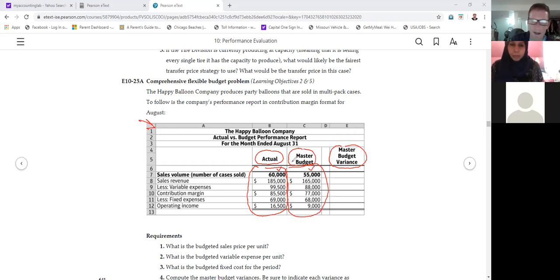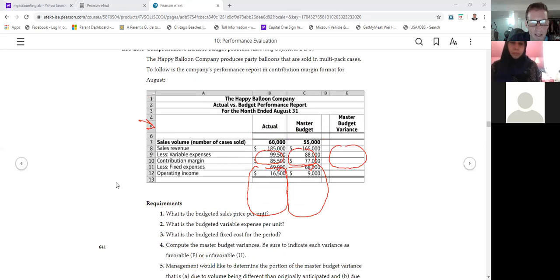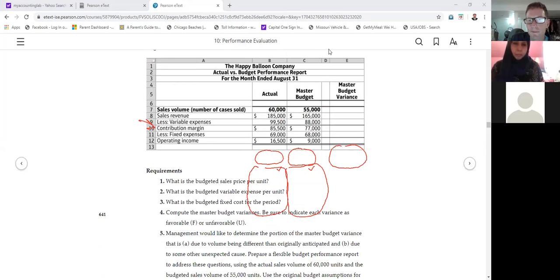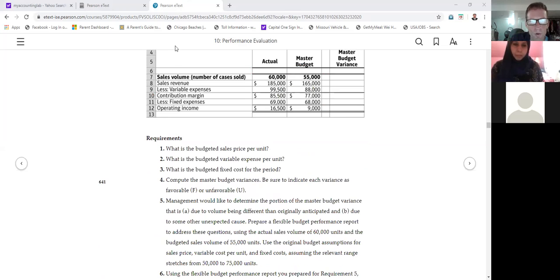Now, I'm not going to do this problem in the specific order they're asking, but if you look at the requirements, you'll note that in part 1, they ask what's the budgeted sales price per unit? Number 2 says, what's the budgeted variable expense per unit? Number 3, what is the budgeted fixed cost for the period? So these first 3 questions are going to be obtained by looking at this master budget column, right?